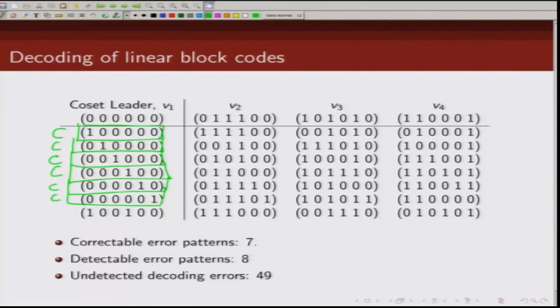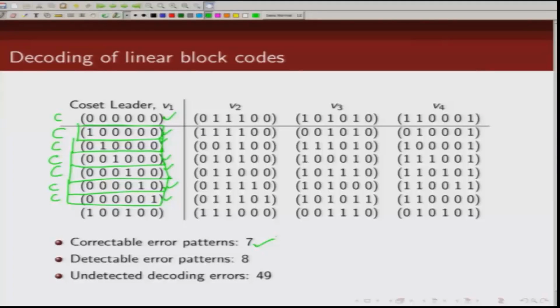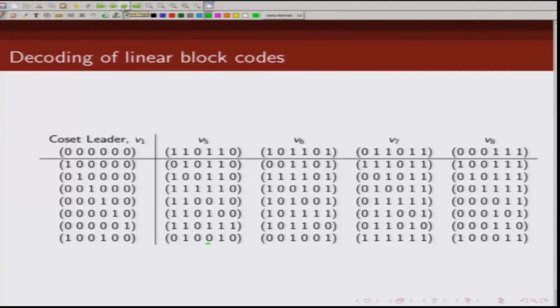So, when I talk about correctable patterns, essentially I mean if you get this, of course, this is no error case, which also I am counting in correctable pattern. So, these 7 patterns, if these are the error patterns, then it is correctable. So, these are the 7 correctable patterns. Now, what happens here? This error pattern has weight 2, this has 3, this has 3, this has 3, oh, this has 2. So, this has 2, this also has 2, this also has 2.